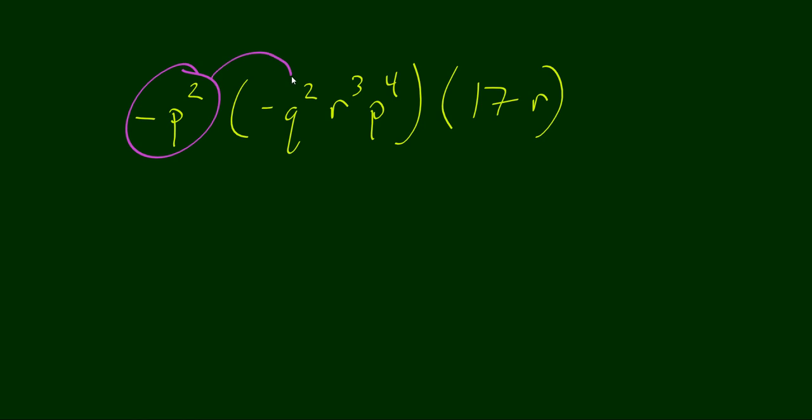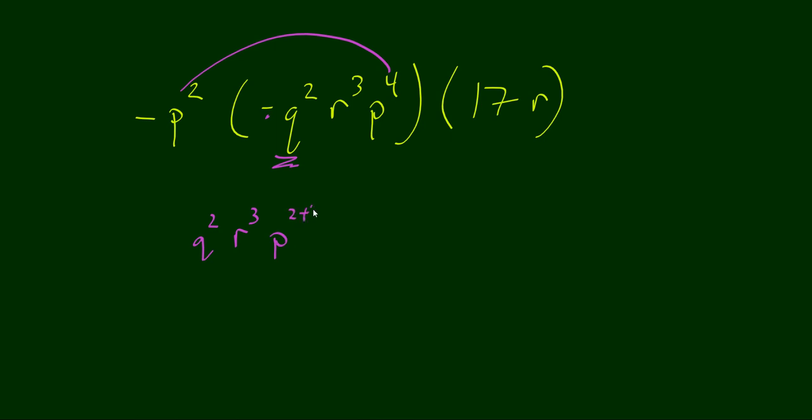So negative p squared times negative q squared r cubed p to the fourth. This is one term. Negative times negative is going to be positive. This q has nothing to match with. There's still a q squared there. This r has nothing to match with. Over here, there's still just r cubed. And the p's do match. This is p to the 2 plus 4, which we'll call 6. And we still have 17r off to the side that we need to multiply.